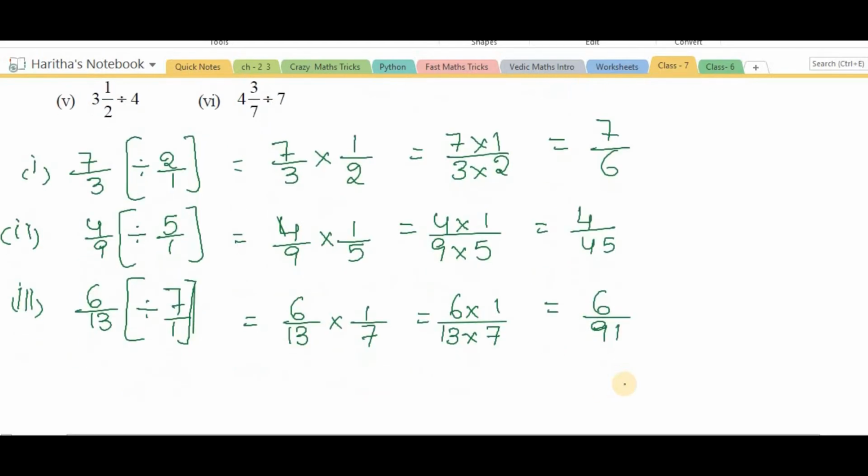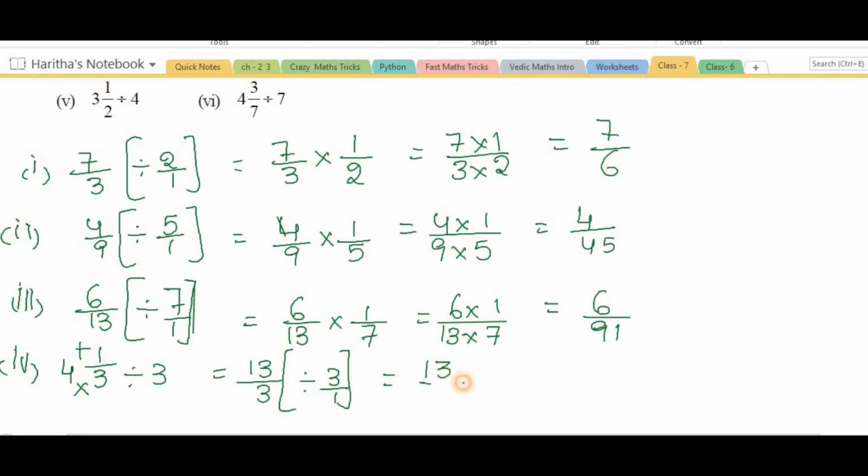And now we have a mixed fraction, 4 1 by 3 divided by 3. Now change this first. 4 3s are 12 plus 1, 13 by 3 divided by 3. We'll consider the denominator to be 1. So the reciprocal of 3 by 1 is nothing but 1 by 3. And no cancellation, simply multiply numerators with numerators and denominators with denominators. 13 ones are 13, 3 threes are 9.